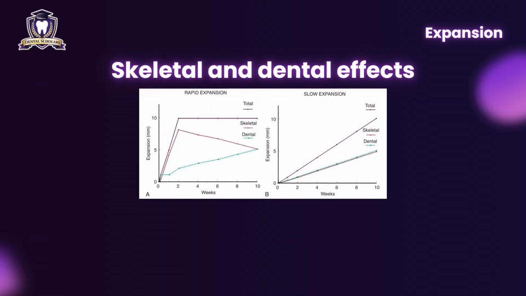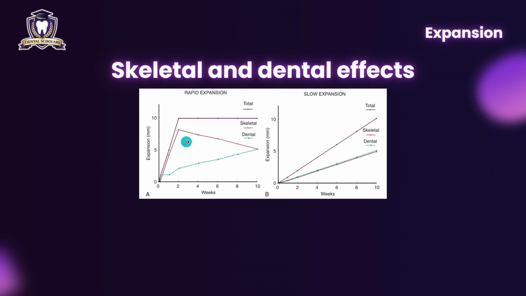Now let us look into the skeletal and dental effects with rapid and slow maxillary expansion. Let us first see the graph on the left side. Here, the purple line is going to represent total expansion, red line represents skeletal expansion, and the green dotted line represents dental expansion. In the initial phase, that is from week 0 to week 2, there is a sharp increase in the purple line. The total expansion quickly reaches nearly 10 mm. This tells us that rapid expansion works very fast, usually within 1 to 2 weeks.